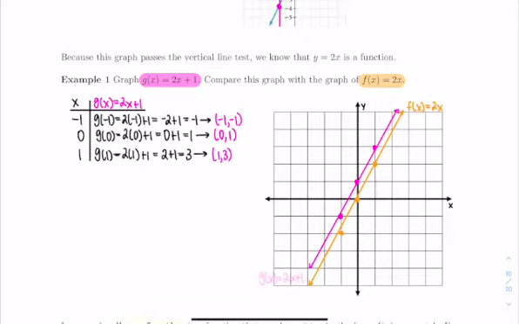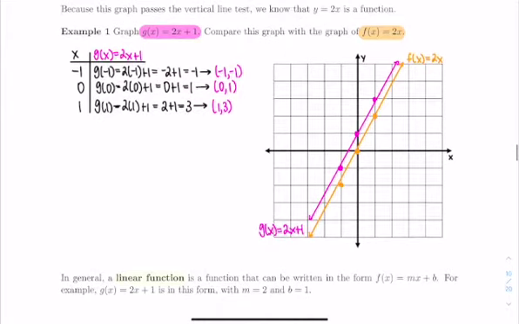And so we've got g of x down here, which is 2x plus 1. In general, a linear function is just a function that can be written in the form f of x equals mx plus b. For example, g of x equals 2x plus 1 is in this form, where m is 2 and b is 1.